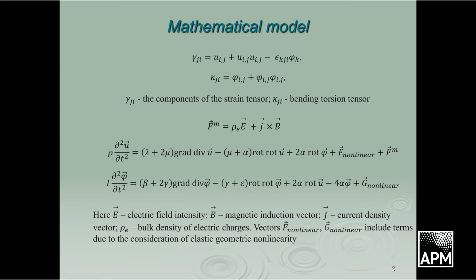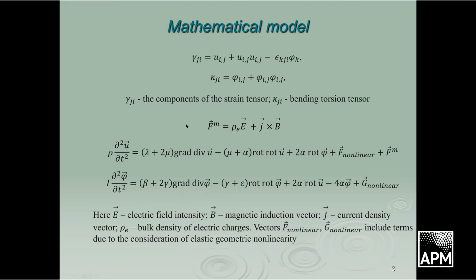the geometric relations for the components of the strain tensor and bending torsion tensor, where we account both linear and nonlinear terms. And these relations look as follows. In magnetoelasticity, it is assumed that the action of the electromagnetic field on the strain field happens through Lorentz forces, and the relation is written here.